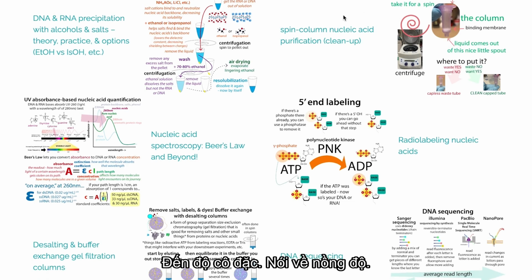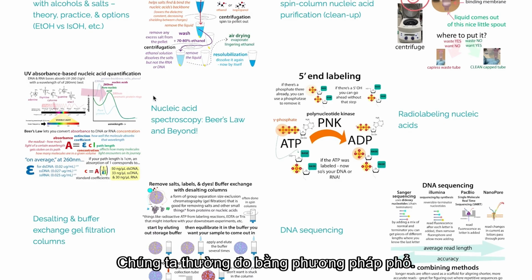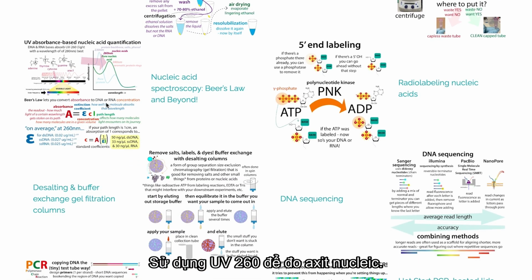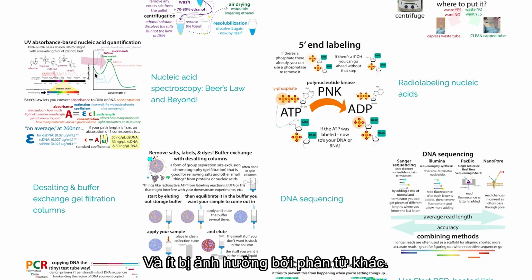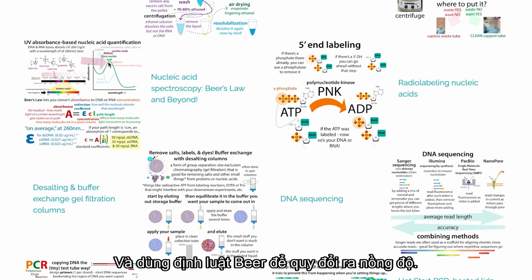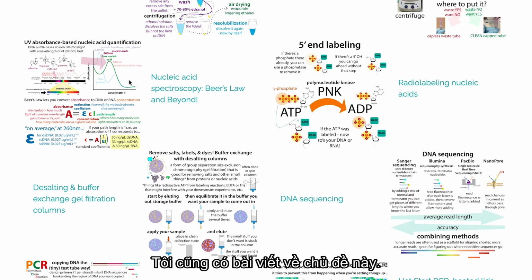Speaking of concentration, you want to be able to measure that concentration, and how we often measure this is with spectroscopy. Using the UV 260 is where we typically measure nucleic acids. It's going to give us the most specific information about that. That's where nucleic acids absorb the strongest, and there's also less absorbance from other molecules there. And so if we have pure nucleic acid, we can measure the absorbance at 260 nanometers, and then use Beer's law to convert this to the concentration. And so I have a post on that as well.